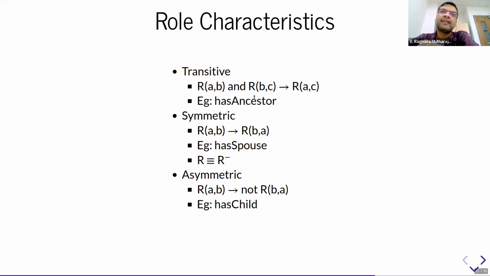An example is has ancestor. If A has ancestor B and B has ancestor C, and you make has ancestor a transitive property, then you can infer that A has ancestor C.